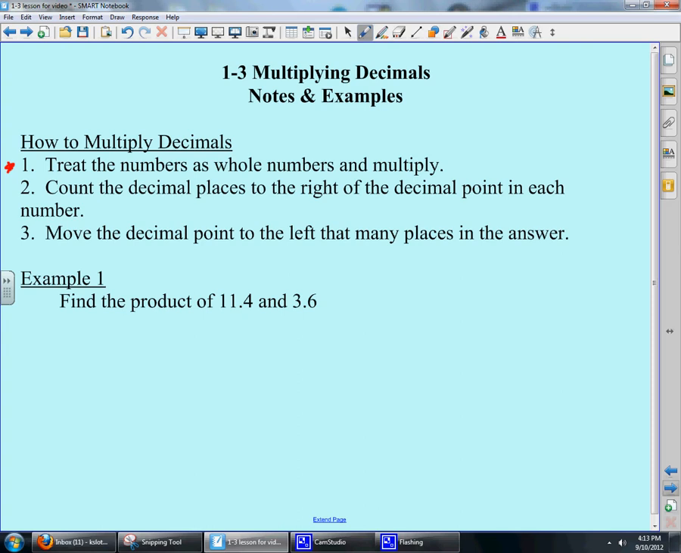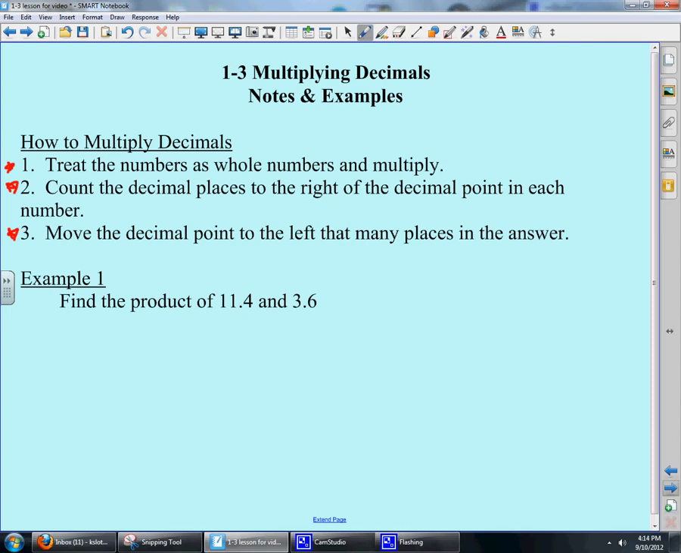Once you've multiplied and you've gotten your answer, number two, you're going to count the number of decimal places to the right of the decimal point in each number, and then number three, you're going to move the decimal point to the left that many places in the answer.